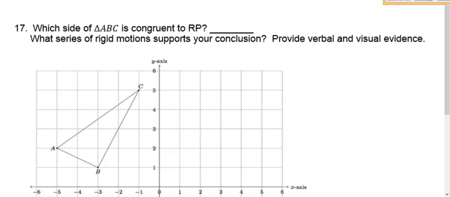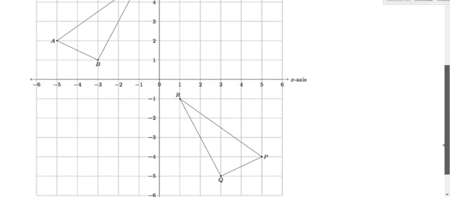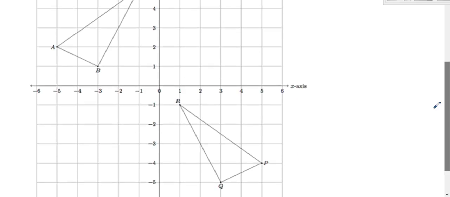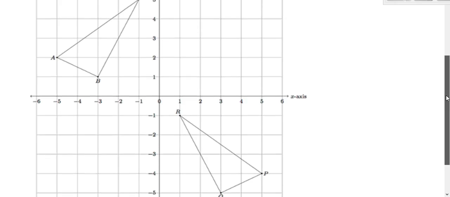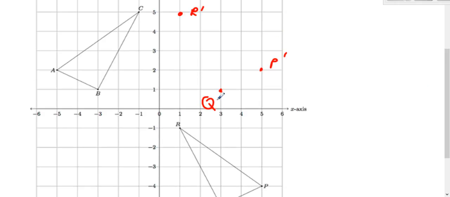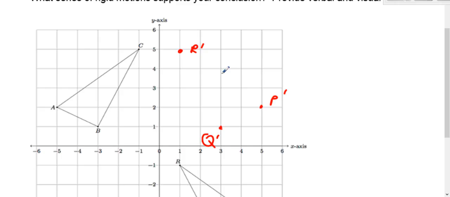Which side of triangle ABC is congruent to RP? So here's RP. It looks like in order for these to match up, we'd have to translate, we could translate RP up, and it would be up here. So if we translate it up, it looks like that. That now looks like RP would match up with CA.